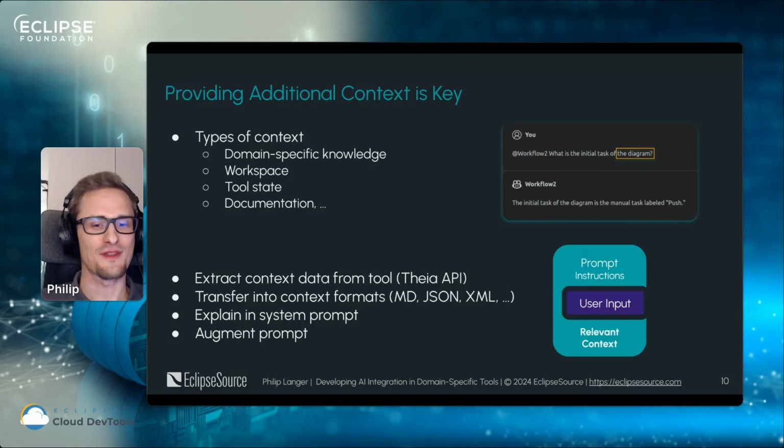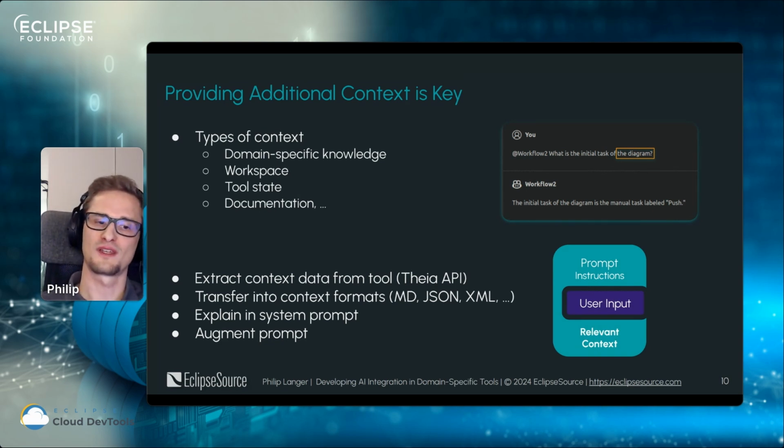The next really important thing is to add additional context, because we want to support things like what is the initial task of the diagram and get reasonable answers based on the state of the diagram that is currently visible. Of course, that's only one type of context. There are many other types of context in a tool integration that you typically need to think about, like domain-specific knowledge, the workspace, the tool state, documentation, and all of that.